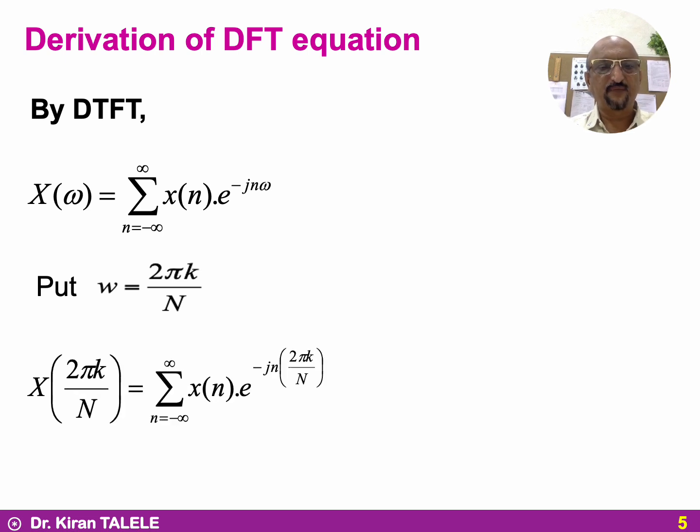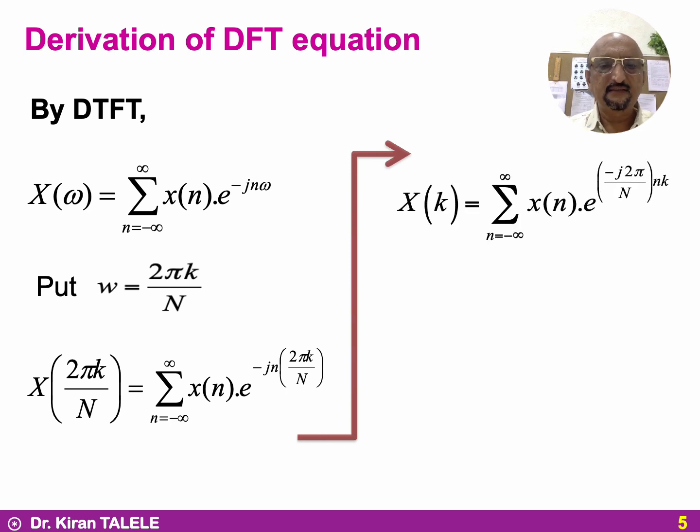On the right hand side, in the summation of x of n e raised to minus j n omega, replace omega by 2 pi k by N. Since N is constant and 2 pi is constant, the only variable is k, so for simplicity we will write only k on the left hand side. On the right hand side, e raised to minus j 2 pi by N we will take common, and outside it will be only nk. Let's represent this e raised to minus j 2 pi by N by a new term, that is W N raised to 1.